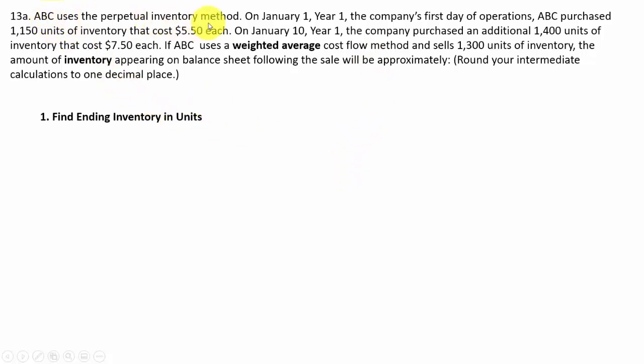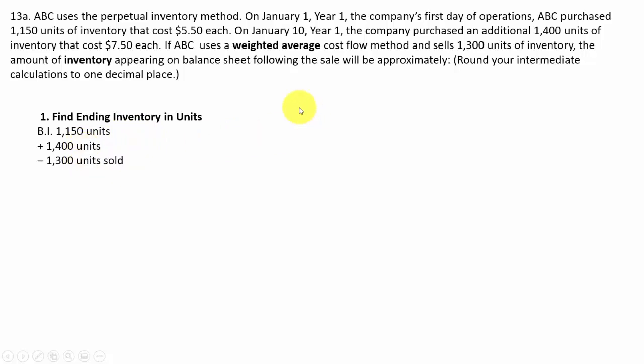So ABC uses perpetual inventory method on January 1st, year one. The company's first day of operations, ABC purchased 1,150 units of inventory that cost $550 each. So there's beginning inventory, 1,150 units at $550 each. They also purchased on January 10th 1,400 units at a cost of $750 each. And so that's what this 1,400 units would be.